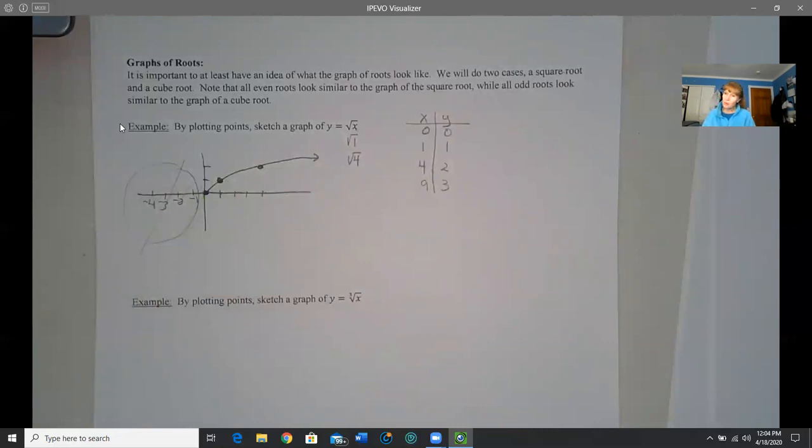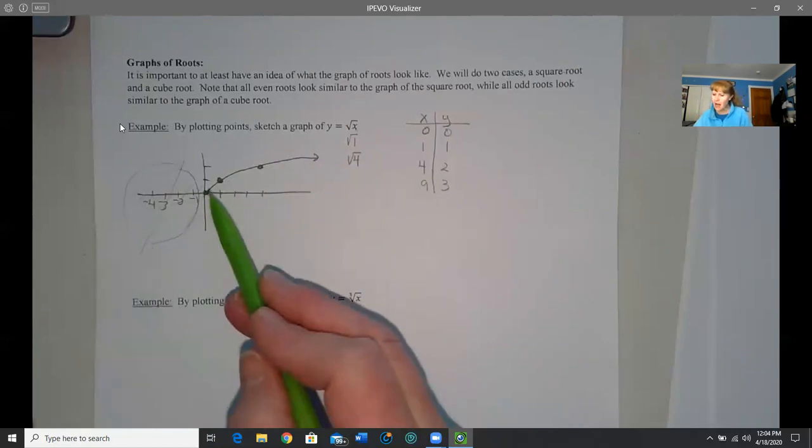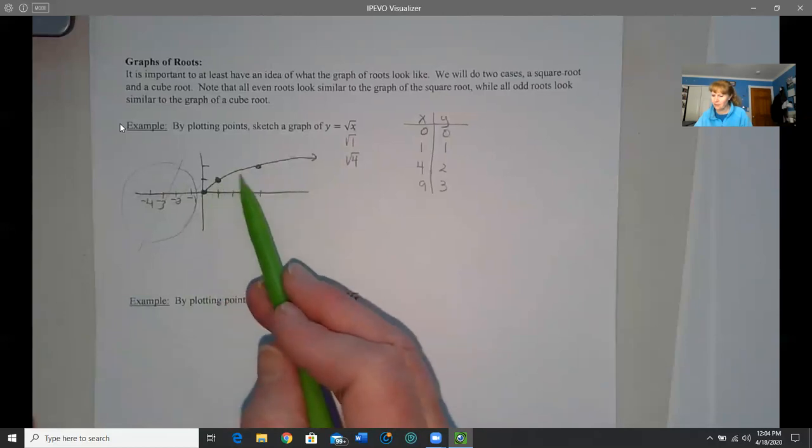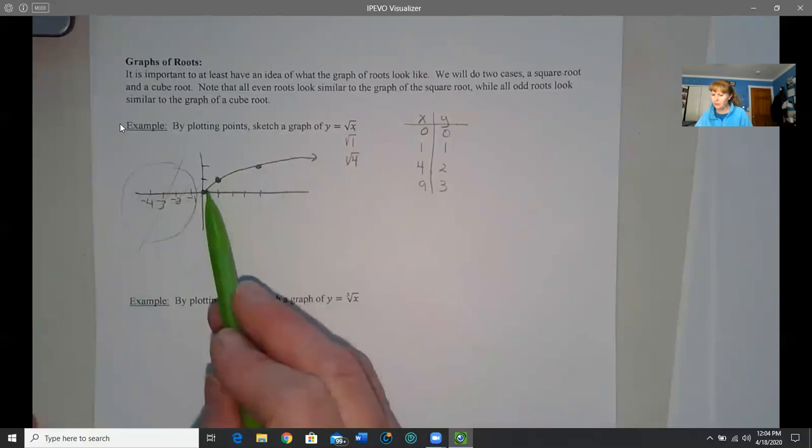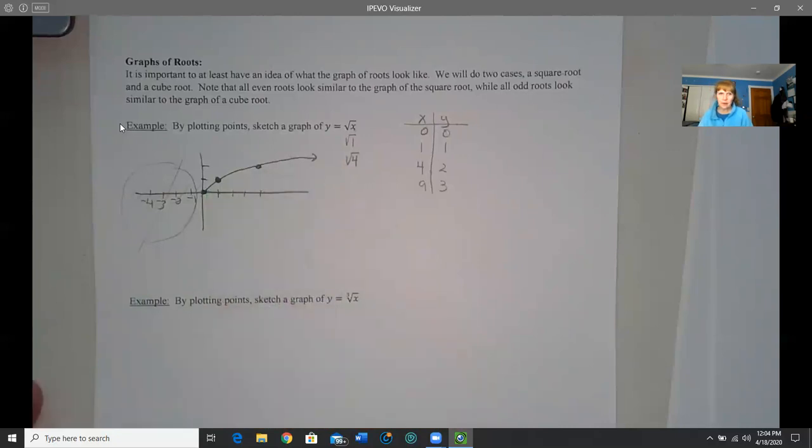What about 4th roots? Yep, same shape. 6th root, same shape. 8th root, same shape. It's just that it wouldn't be quite as high as the square root. They would be kind of down here for your other even roots. But they all have basically the same shape.